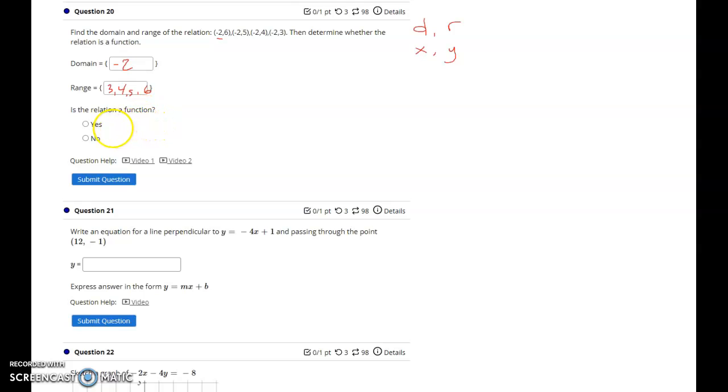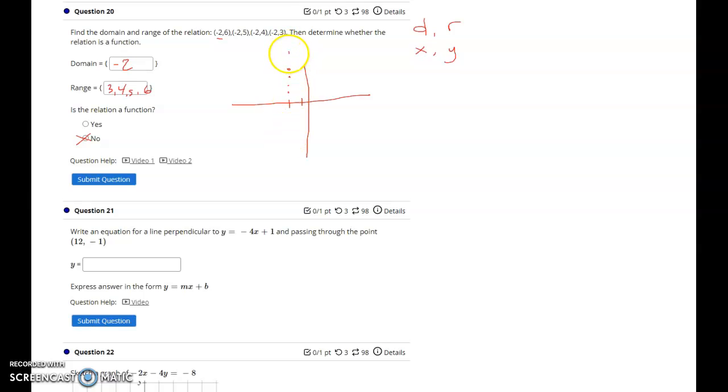Okay. Now we need to decide, is it a function? Well, if it has repeating x values, it is not a function. So this one is not. If you forget this, what you can do is you can graph it. So we'd have -2, 6, 5, 4, 3. It does not pass the vertical line test.